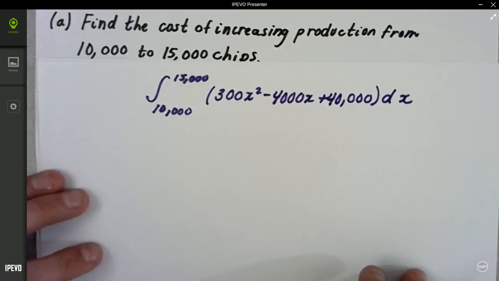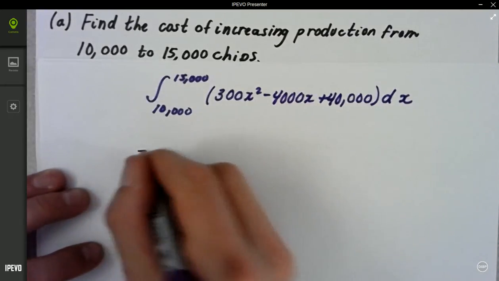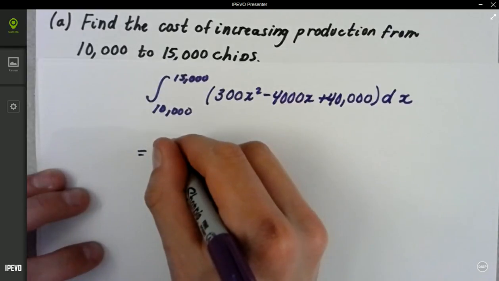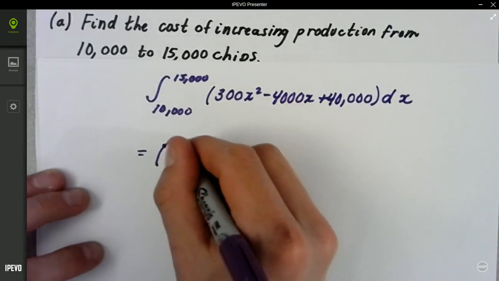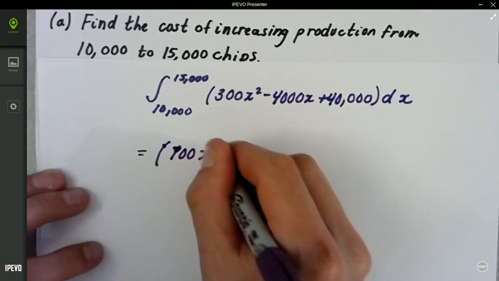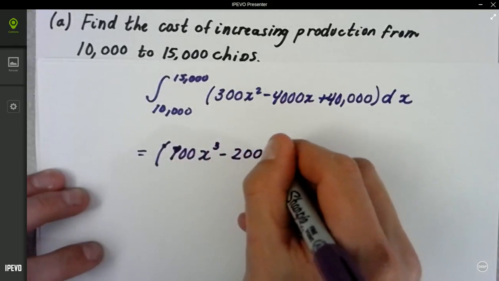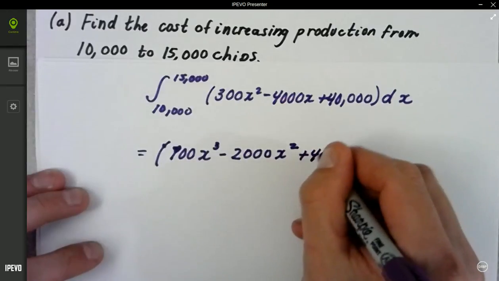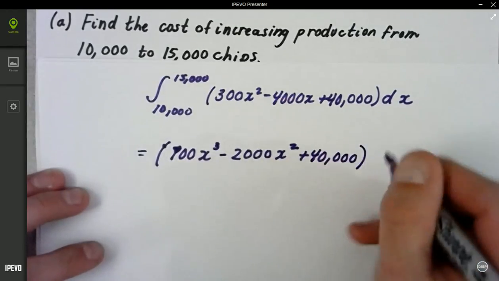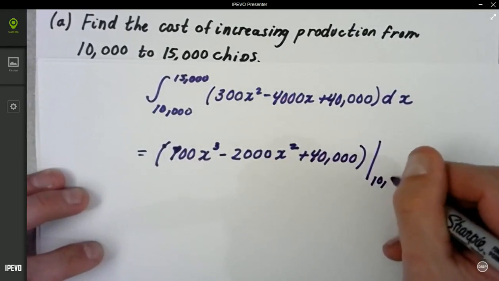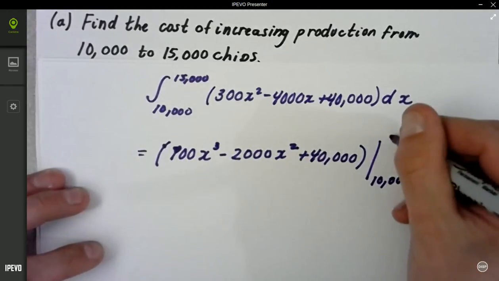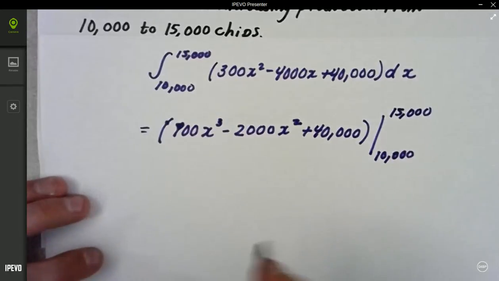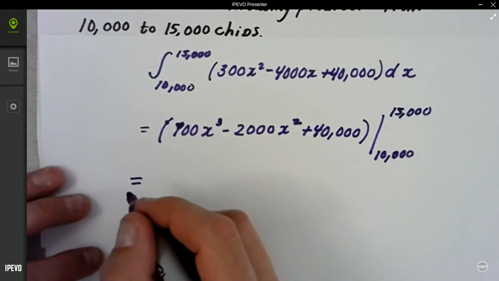Okay, if we were going to integrate that, this now becomes 100x cubed minus 2,000x squared plus 40,000x. Now, unfortunately, we got to plug both these numbers in because one of them is not zero. We're going from 10,000 chips to 15,000 chips. So what's that net change in price or cost for us?